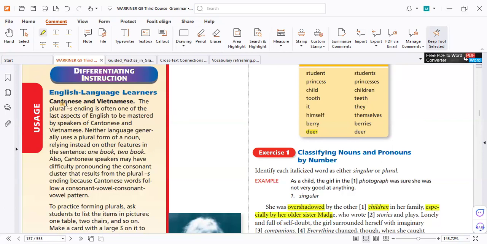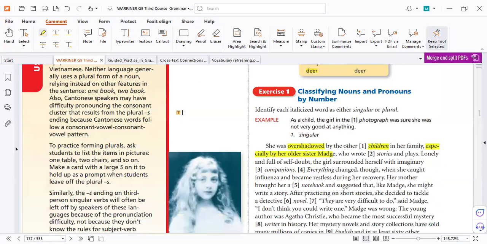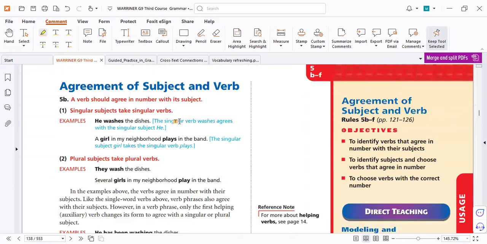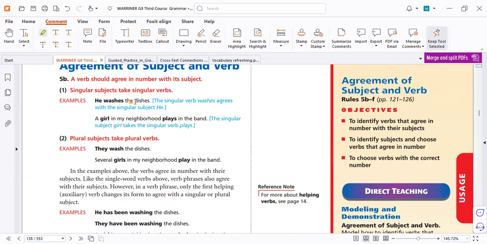To tell you more about the Cantonese and Vietnamese people, they make mistakes in English, but we do not follow the non-standard. Study only the standard. But you can read it as knowledge. Of course, you have your answers. Here it's the same. He tells you find the subject to find the verb. Now let's practice.